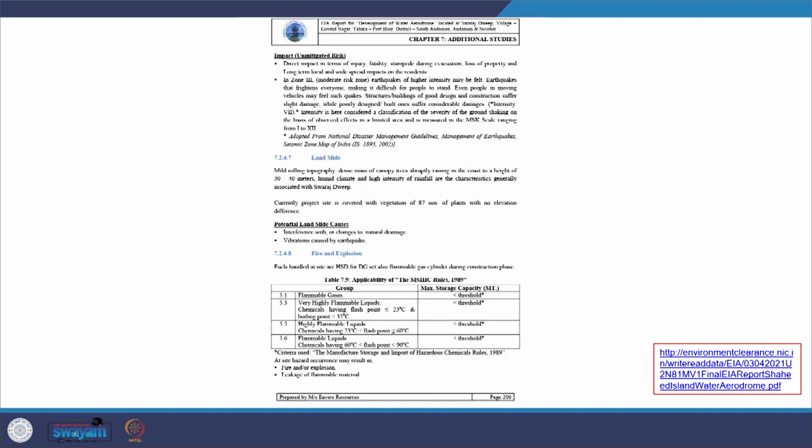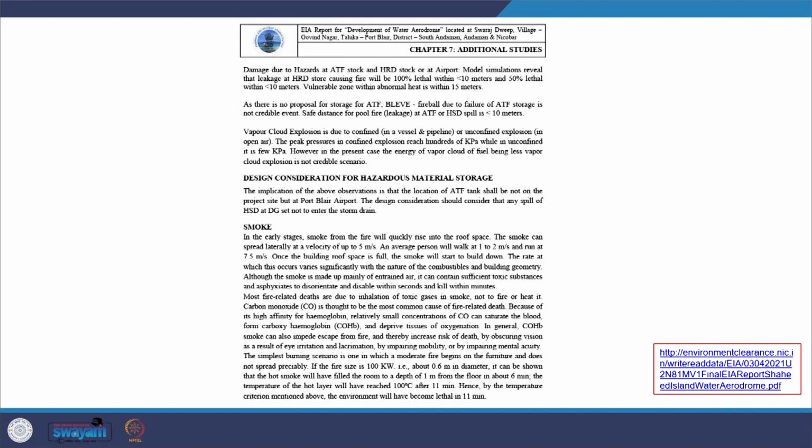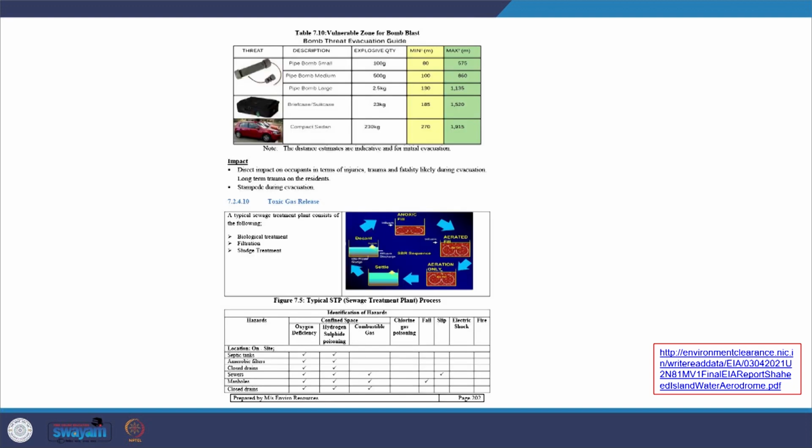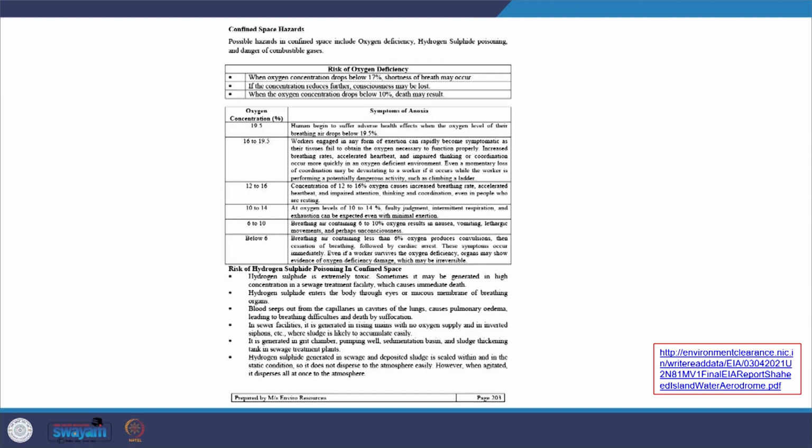And then you can see here landslide, and the same way you can see fire and explosion. So what are the rules which they have to abide by? That has been studied here. So you also see any kind of vulnerable zone for bomb blast, which can also likely happen in a place like this. So what kind of threats are there, what are the possibilities, and what will be its impact? Likewise, you can see toxic gas release, which can happen. They have studied that as well, and the risk of oxygen deficiency.